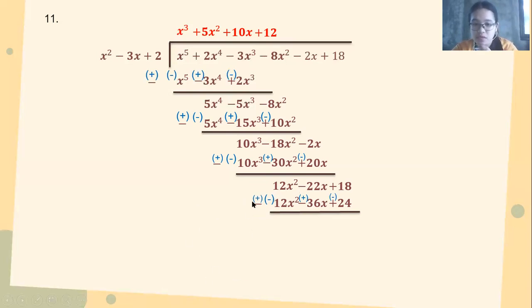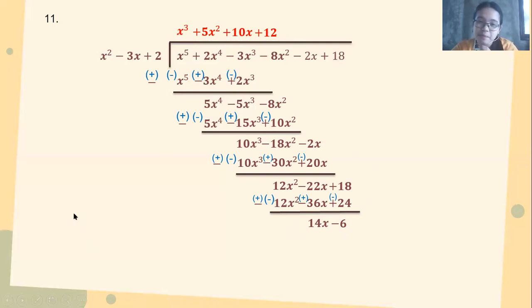12x squared plus negative 12x squared is equals to 0. Negative 22x plus positive 36x will become 14x. Positive 18 plus negative 24 is equals to negative 6. At kung mas mababa yung exponent ng ating dividend kaysa sa first term ng ating divisor, hindi na natin siya pwedeng ma-divide. So, ito yung quotient natin at ito yung ating remainder.